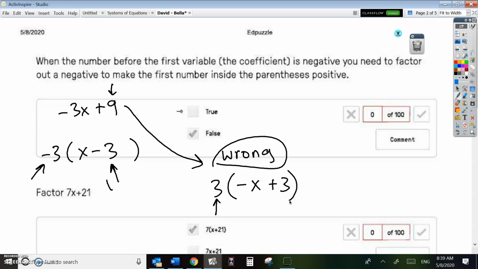Now, this is wrong because there's a negative sign right here in front of the variable, and you don't want that. When you're factoring, you want it to be positive like this. So if you have a negative coefficient, like the negative 3 in front of the x, if you have that negative, then you factor out a negative. So this needs to be true.